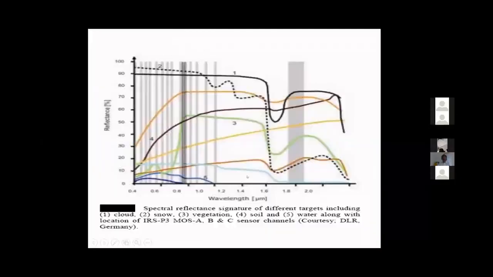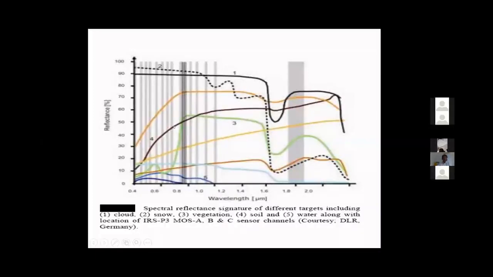Then this is the spectral reflectance curve for different objects. Anyone who wants to specialize in remote sensing should study in detail the spectral curves. It means that each and every object on the Earth surface has a unique character of reflecting in different spectral regions. Say, for example, you have different wavelengths and the percentage of reflectance varies. So if you do the survey, spectral radiometric survey, and you plot all the points, and then if you connect, then you will get a curve, and that curve is the spectral curve for that particular object.